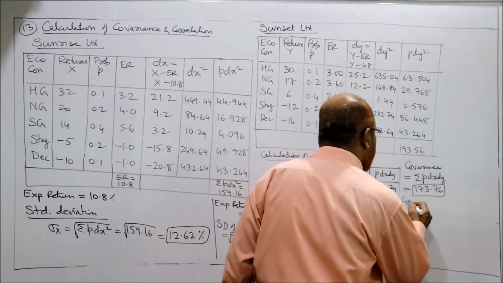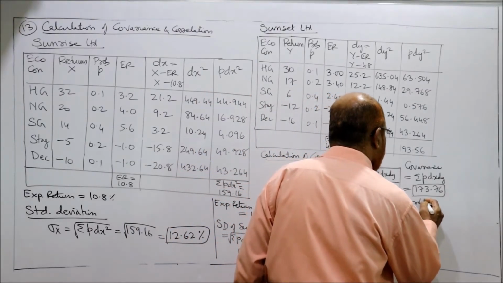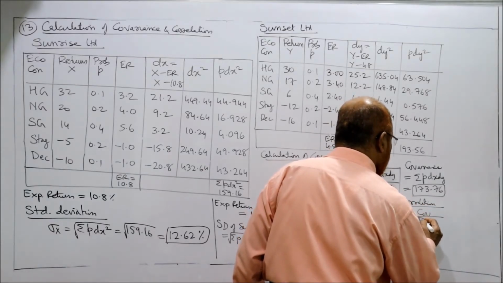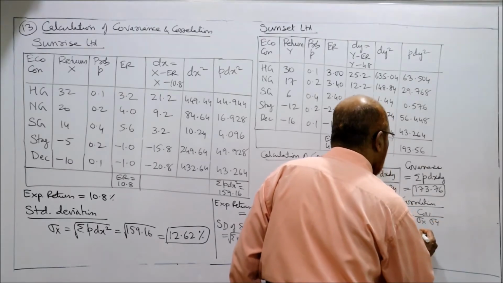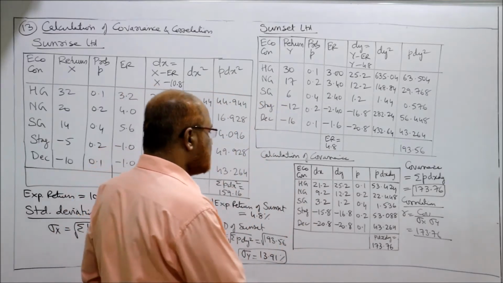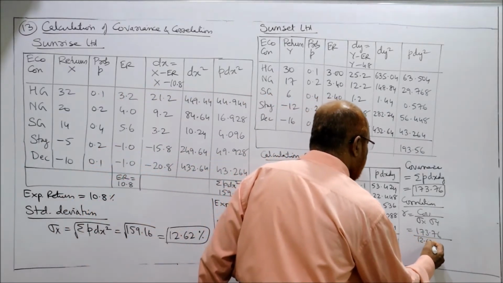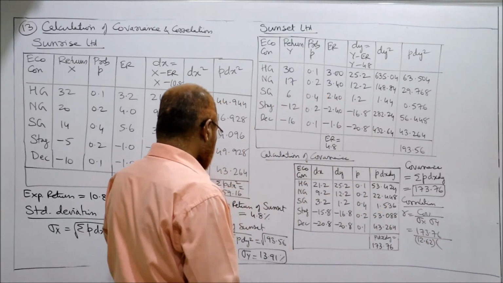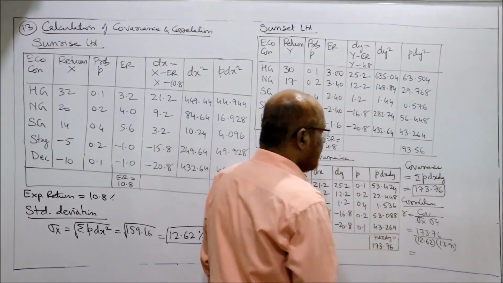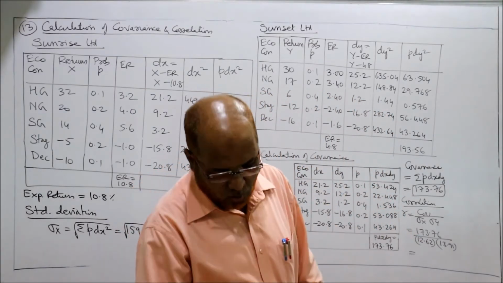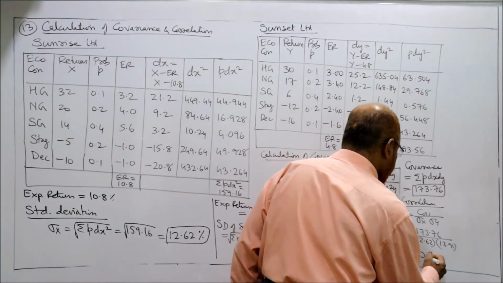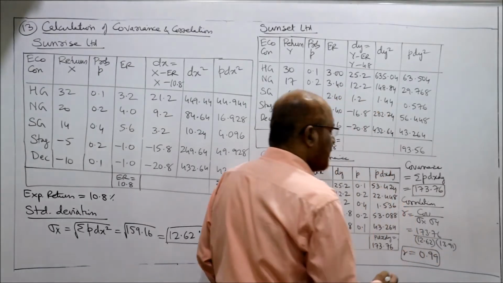Now correlation. R is equal to covariance divided by standard deviation of x into standard deviation of y. 173.76 divided by standard deviation of x 12.62 into 13.91. Multiply the denominator, then the R value we got is 0.99. That's all.